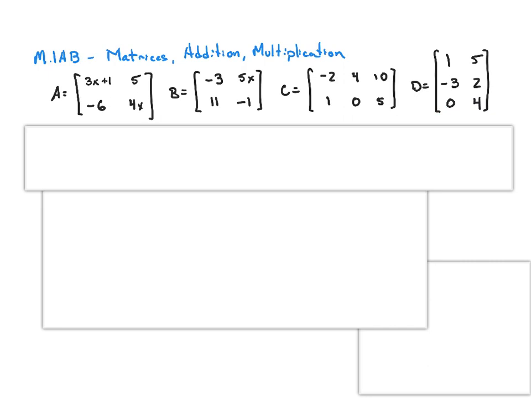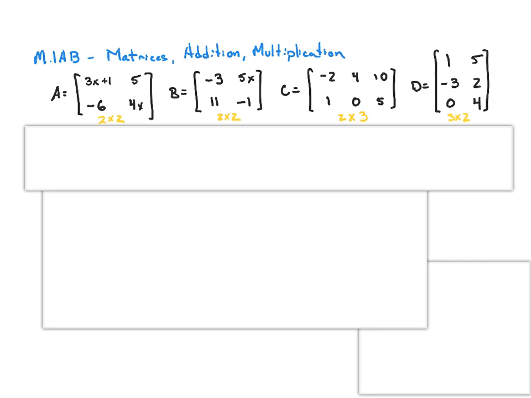Now first, let's talk about rows and columns. This first matrix is a 2 by 2 matrix because there are 2 rows and 2 columns. Remember, rows are horizontal, columns are vertical. So that means that matrix B is also a 2 by 2 matrix. Matrix C is a 2 by 3 matrix because it has 3 columns. Matrix D is a 3 by 2 matrix.